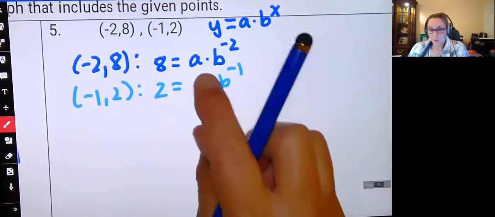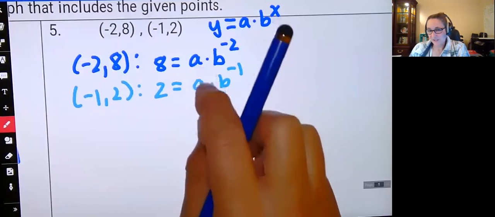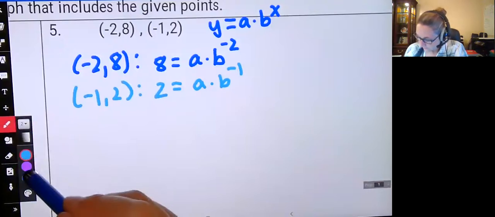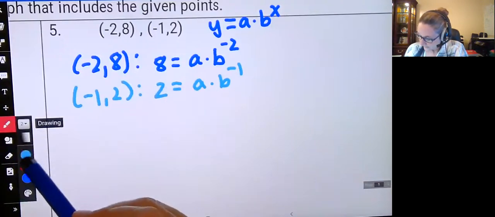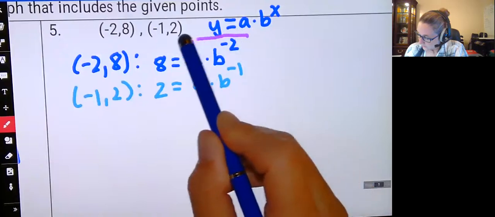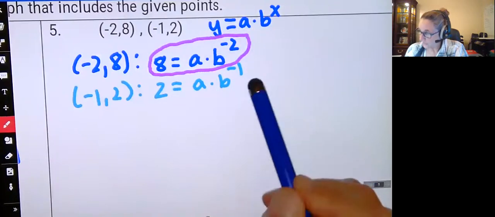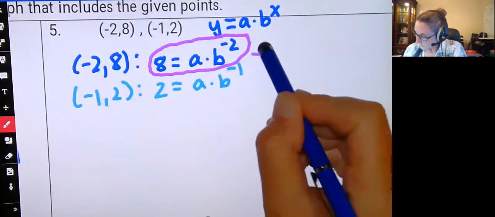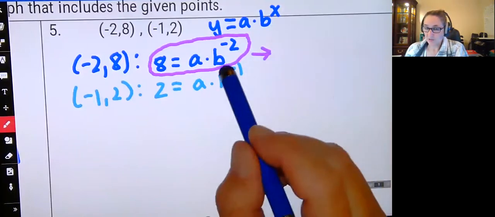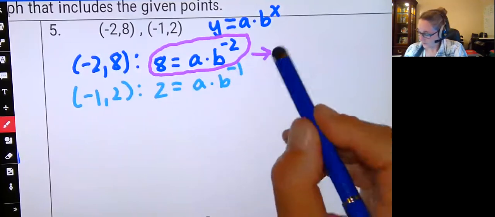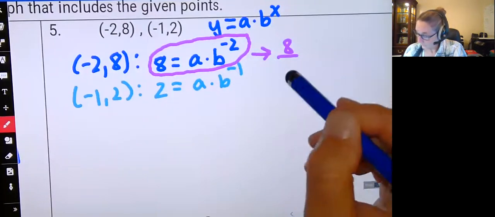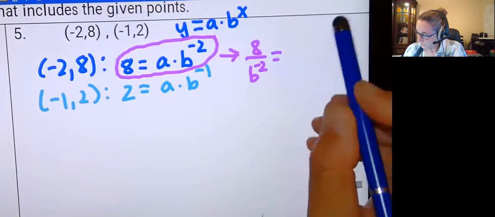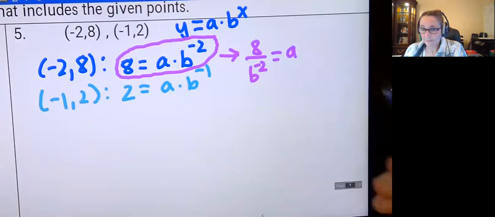What you're going to want to do is to get one of these equations to be a equal. A is easier to get to by itself than b. B has an exponent, I have to do a little more work. I would always recommend doing the one that has the smallest exponent. Okay, so the smallest exponent happens to be this -2. Okay, so I'm going to rewrite this in terms of a. So I'm going to divide both sides by b to the -2nd. So I'm going to have 8 over b to the -2nd, okay, is equal to a.